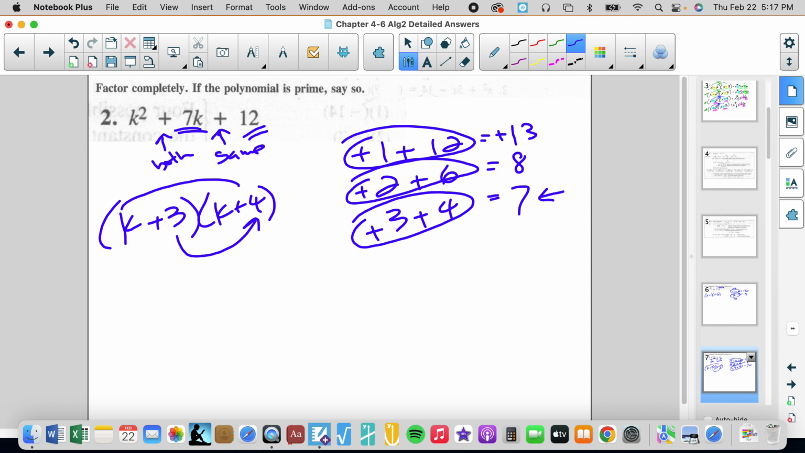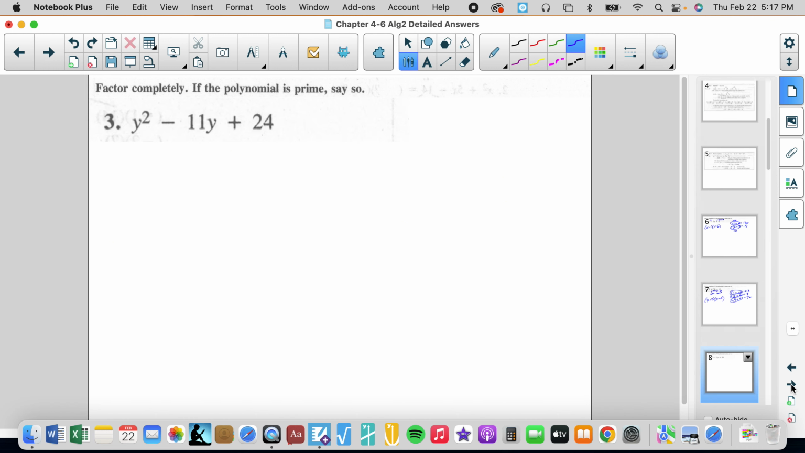And then we do my outside and inside, makes 7k. So this is the way that you could do it when you have a coefficient or an a value of 1. So my signs are the same.